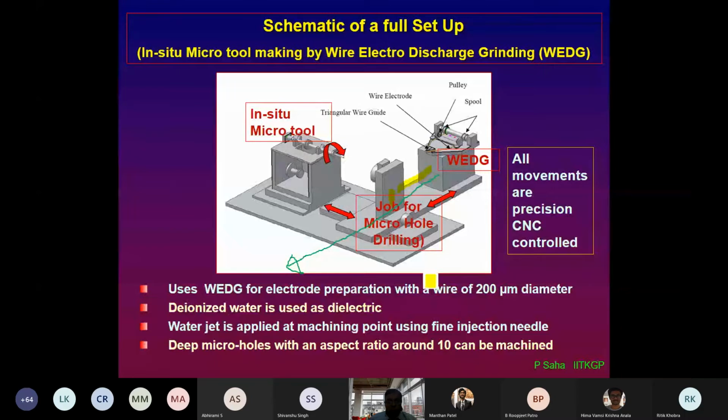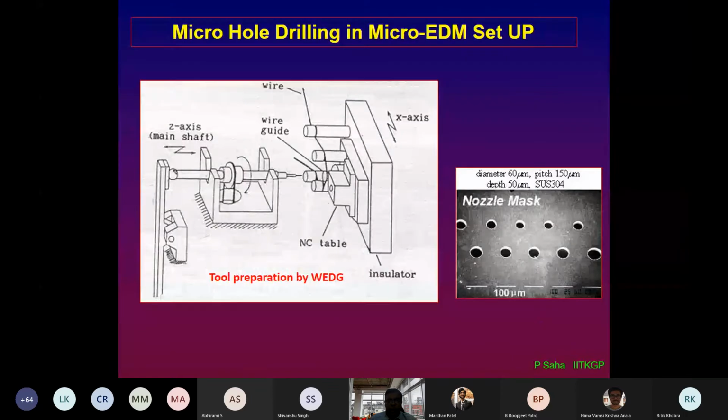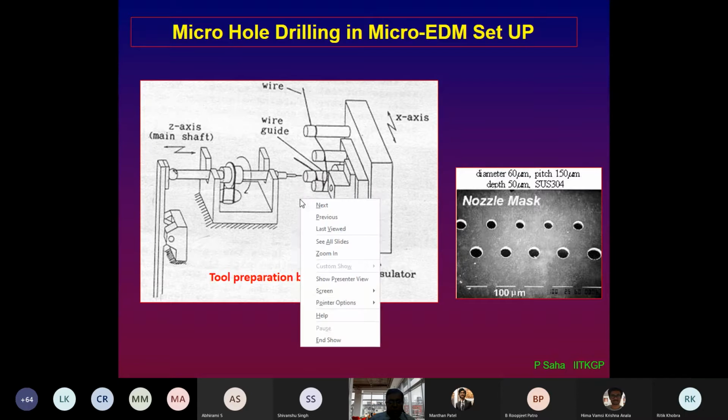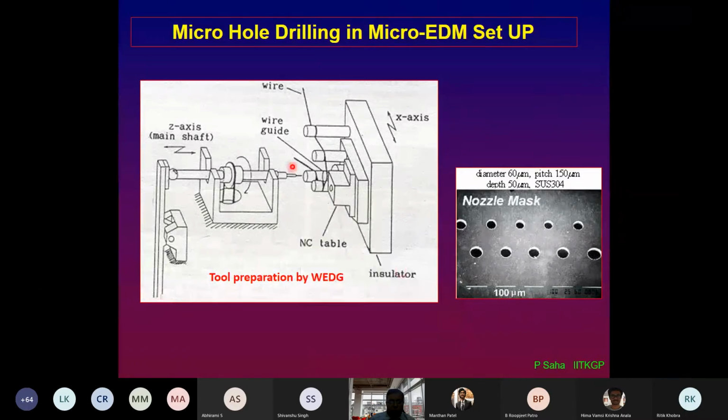So this is how the tool will first be created, and once the tool is created, this will retract back and the job will then be machined. So how the job is machined: say now your tool has already been created. From there, in steps, we have made the tool. After creating it, this was the wire guide. We gradually prepared the tool by the WEDG process.